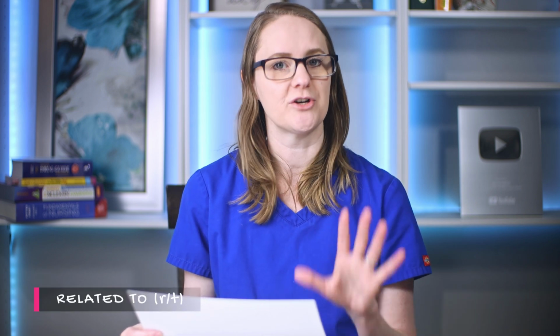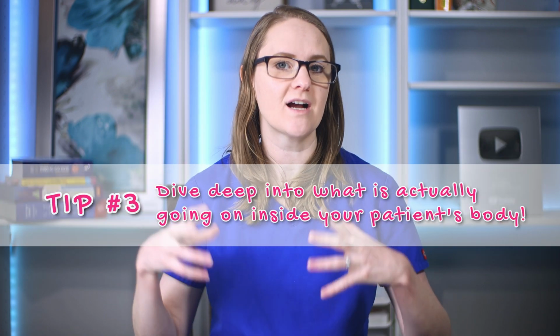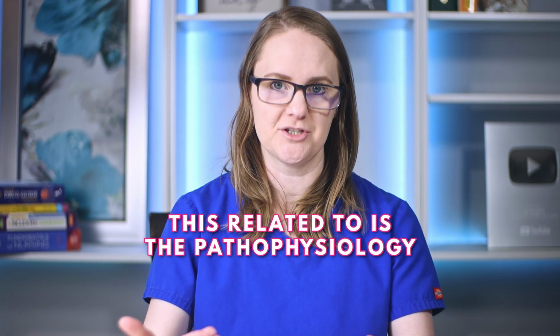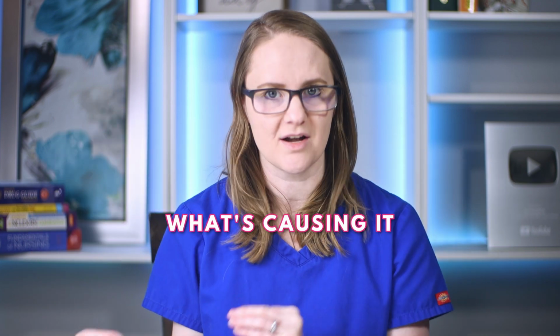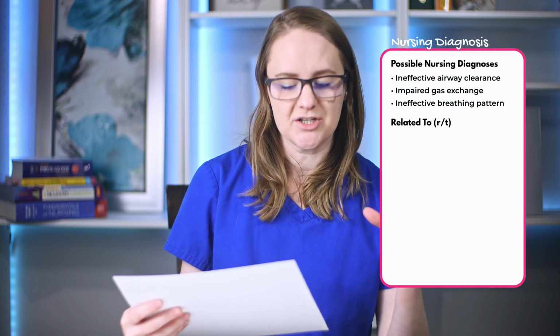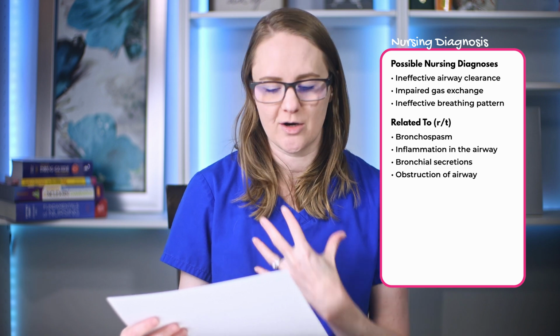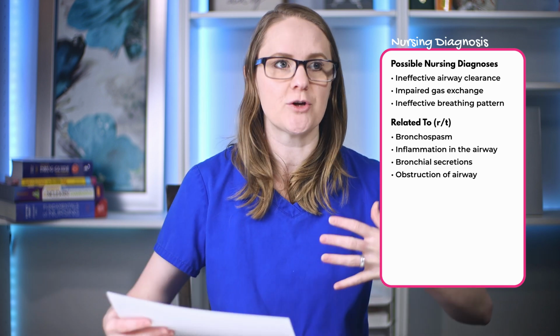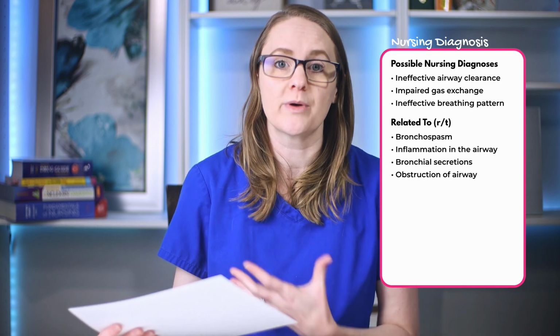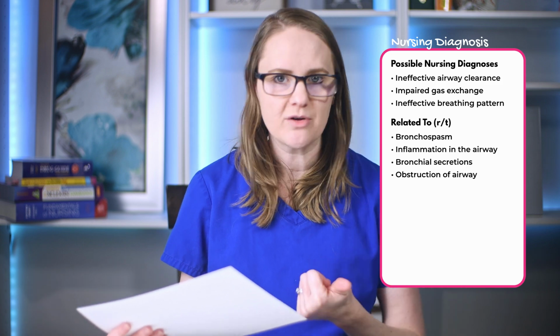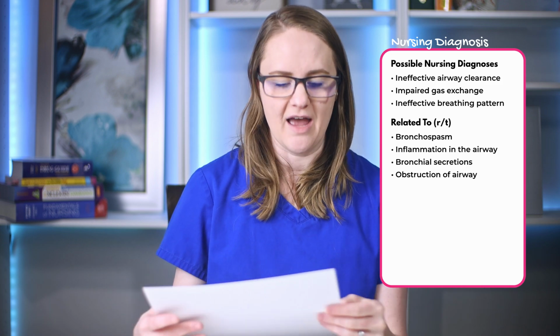And now the second part of your nursing diagnosis is what we call the related to factor. So what I like to tell nursing students is to dive deep into what is actually going on inside your patient's body. So with this related to, this is the pathophysiology, or like what is that diagnosis related to, what's causing it. So with a diagnosis like ineffective airway clearance or impaired gas exchange, it could be related to things like bronchospasm, inflammation in the airway or in the lungs, bronchial secretions. If your patient is having that compromised breathing, then it could be because there's increased mucus in the lungs or those bronchial secretions. And then obstruction of the airways.